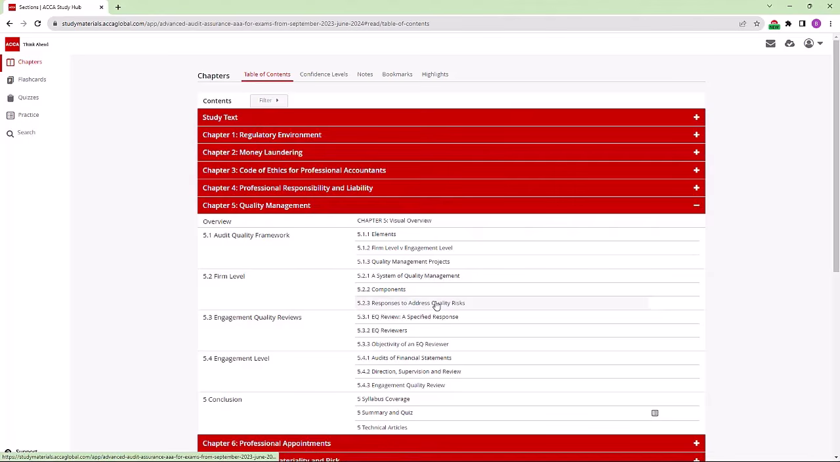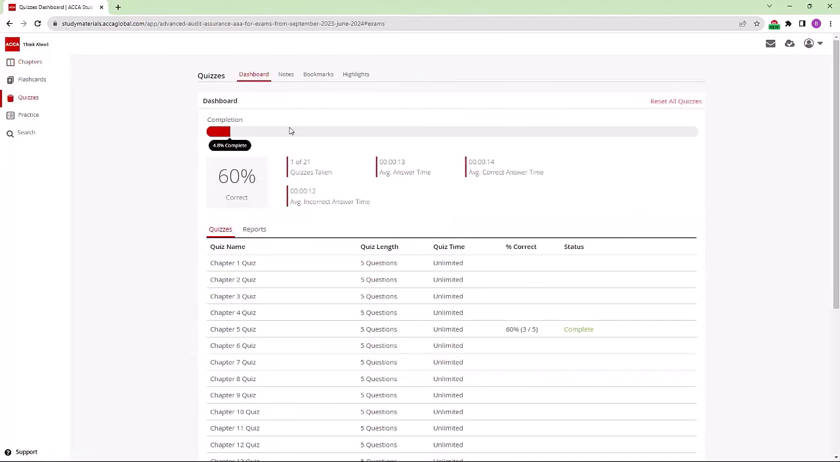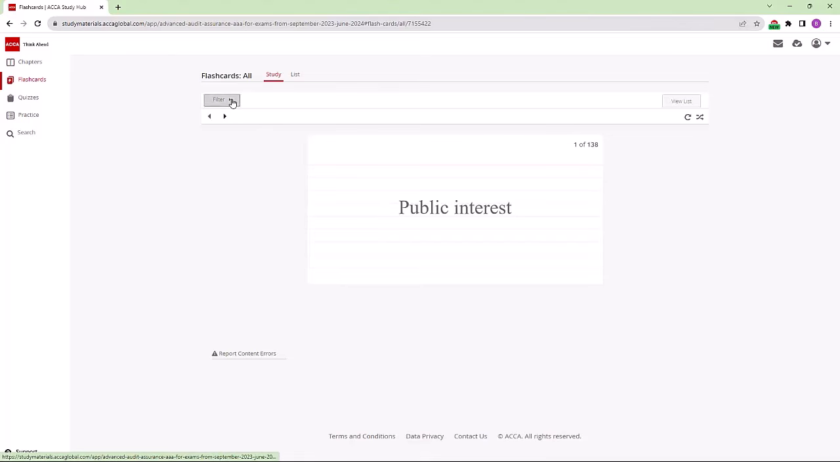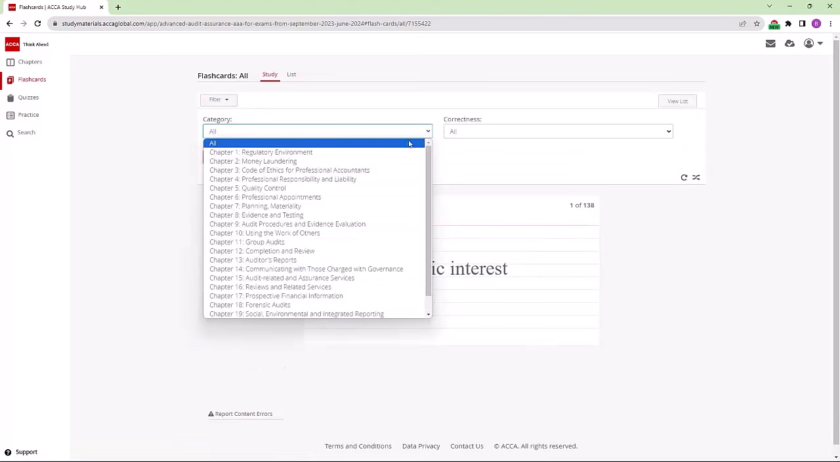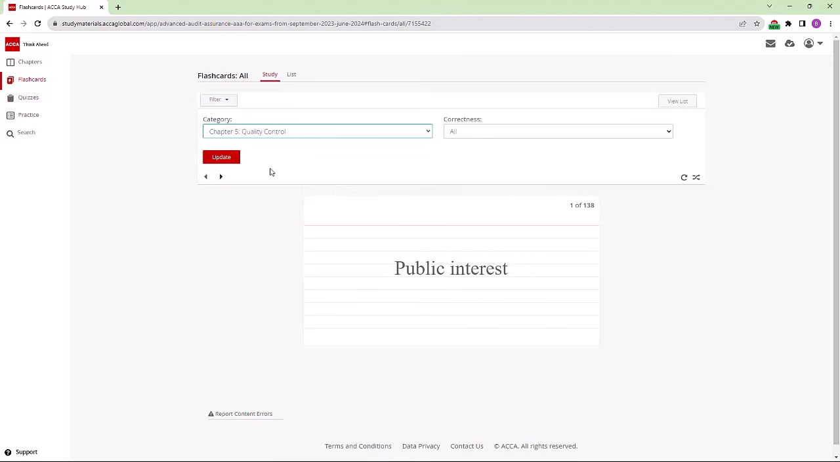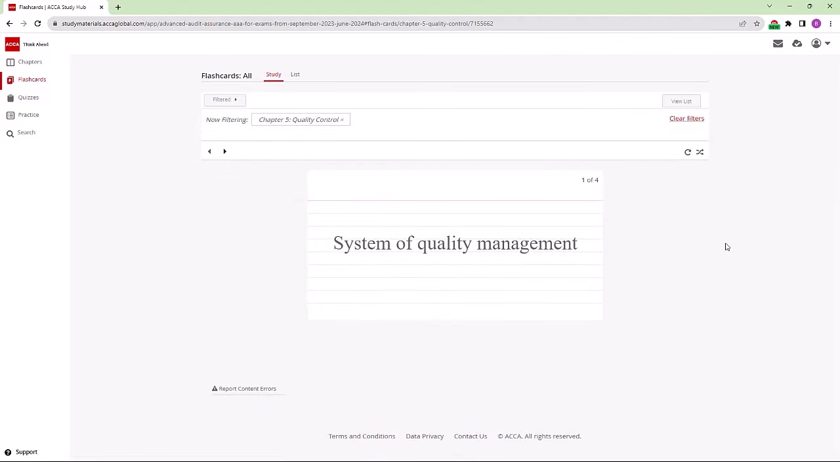And you can go in here and do extra reading on the different parts of a quality management system. Now, another thing that's really useful on the Study Hub, you've got some quizzes in here, which you can do one on Chapter 5. Look, I only got 60% when I clicked through this one earlier. Maybe I need to go back and do it again. And you've also got flashcards. And if you filter the flashcards by chapter, Chapter 5 is our quality control or quality management section, it brings up flashcards here for you to work through.